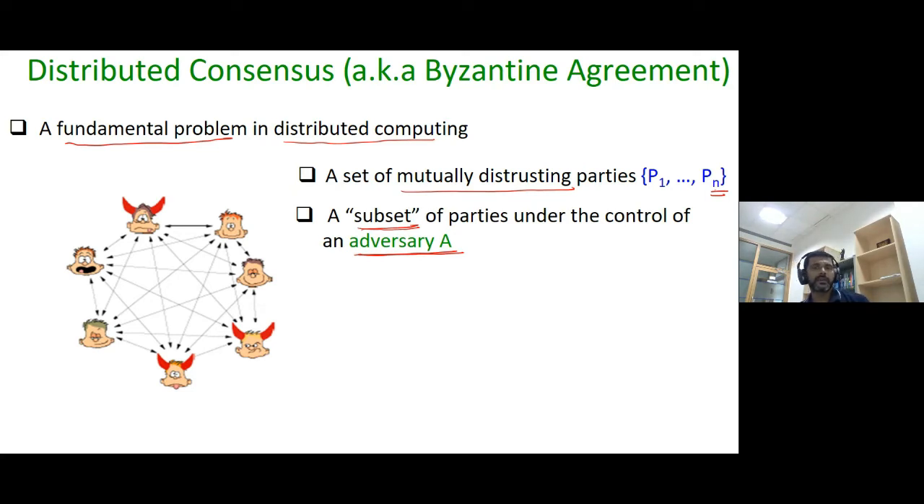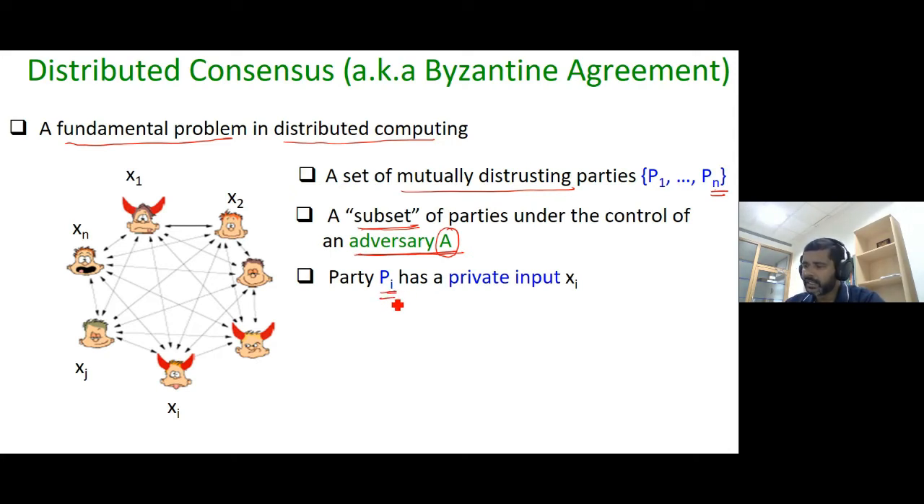Now, which parties are going to be controlled by the adversary will not be known beforehand, and possibly it may not be known even at the end. We only know that during the execution of a protocol, out of the n parties, some of them could go wrong. Some of them start colluding and may behave in any arbitrary manner as dictated by this entity called adversary. But who exactly is behaving maliciously or not following the instructions, we may not know beforehand.